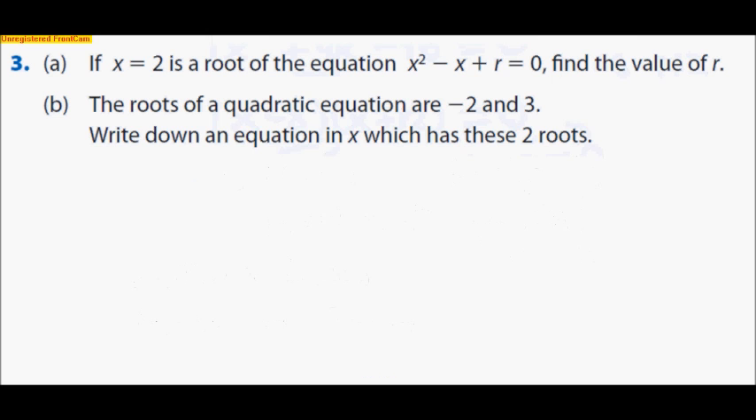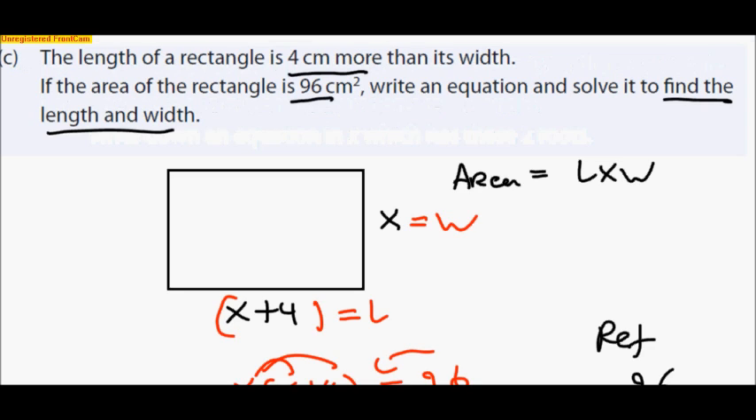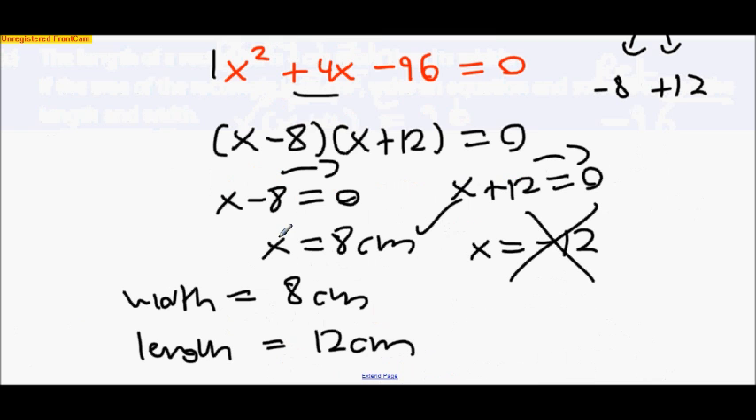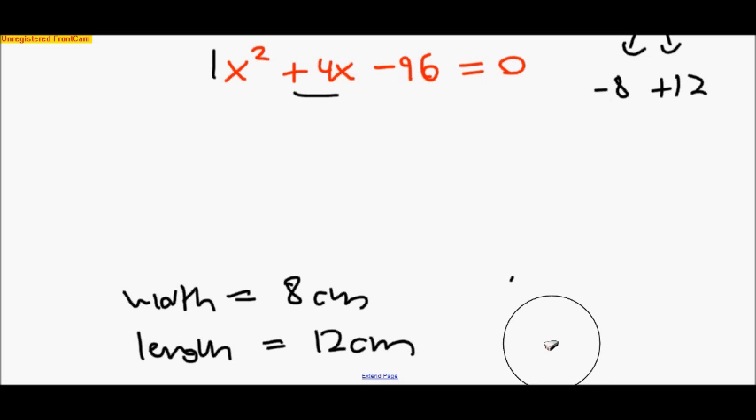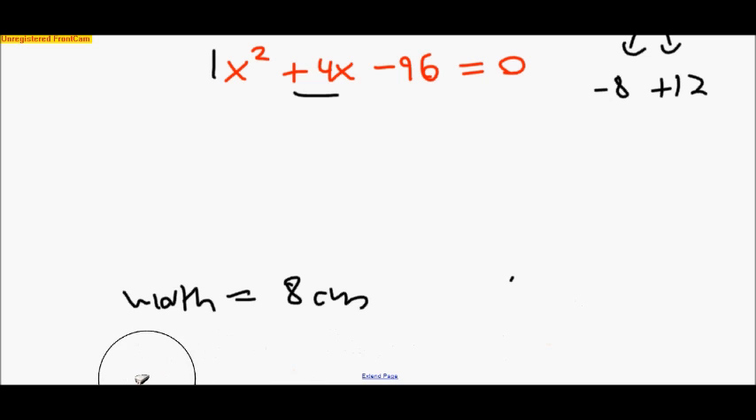Okay, next question. If x equals 2 is a root of the equation x squared minus x plus r, find the value of r. Now, to show you what a root is, we might just look at the last equation we did. The last equation we did was this one here, where we got x squared plus 4x minus 96, and we said the answer was x equals 8. So this is nothing to do with the question we're being asked. I'm just going to show you what a root is.